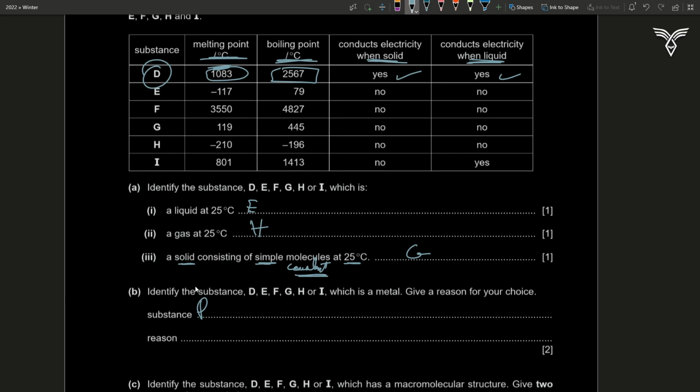طيب ليه؟ Because it conducts electricity when solid. ممكن تقول لي طب ما هي it conducts electricity when liquid as well. ممكن انك تستخدم property دي عشان تقول إنها metal؟ لا، ما في حاجات كتيرة بتعمل conduct when it is a liquid. في عندك ionic compounds كاملة بتعمل conduct when it is a liquid. ف your answer is going to be D.